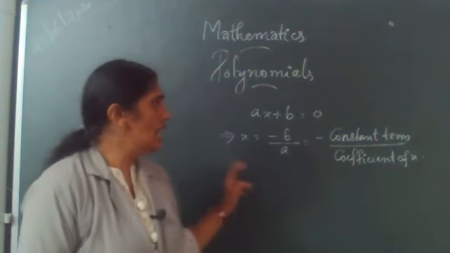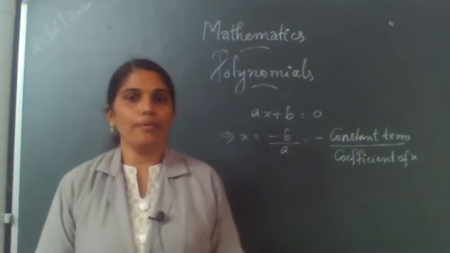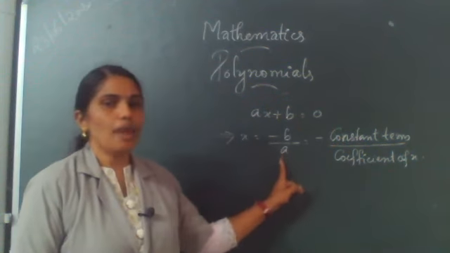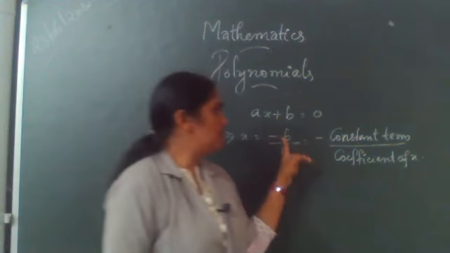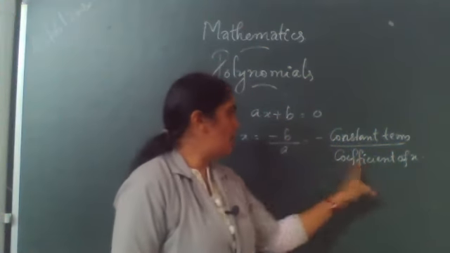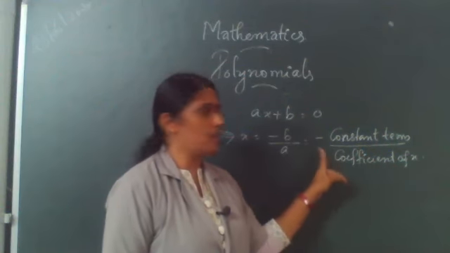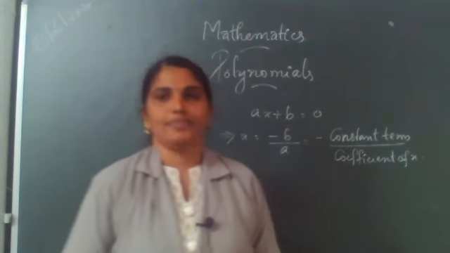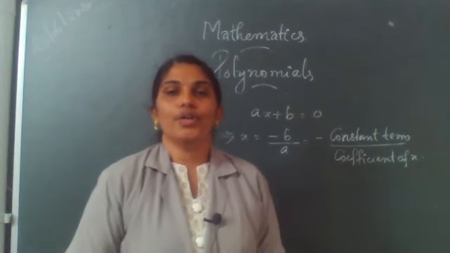And finally, the zero of the linear polynomial ax plus b equal to 0 is x equal to minus b by a, where minus b is the constant term and a is the coefficient of x: minus of constant term by coefficient of x. I'm going to wind up this section.